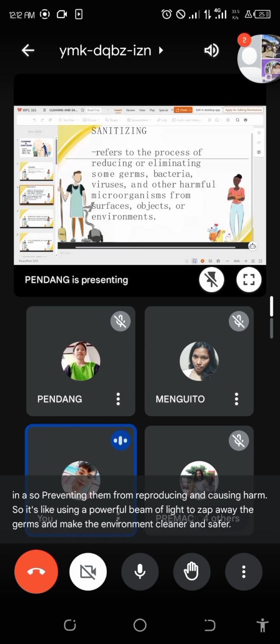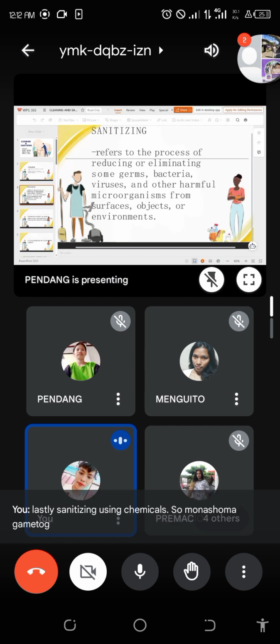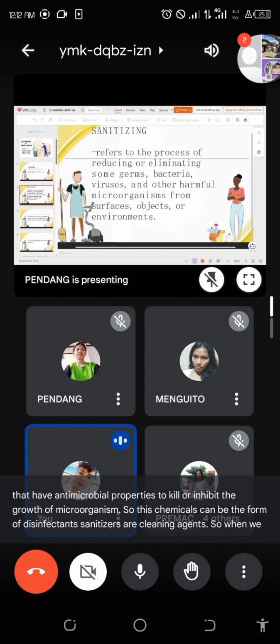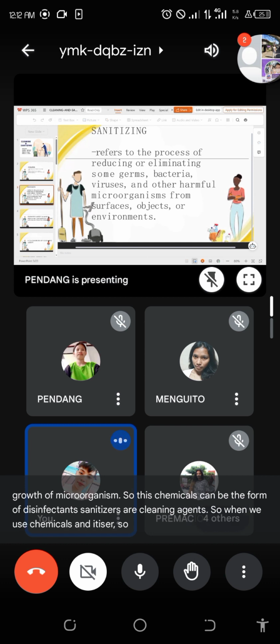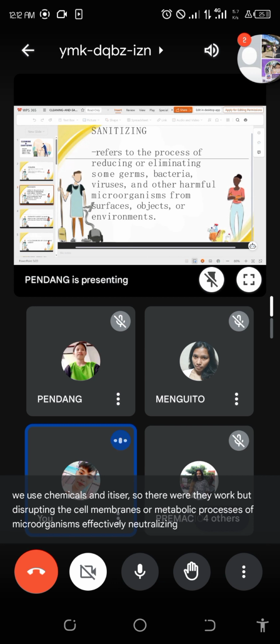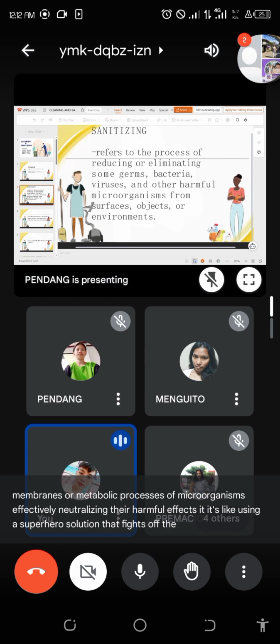And lastly, sanitizing using chemicals, such as alcohol. It involves using specific substances that have antimicrobial properties to kill or inhibit the growth of microorganisms. These chemicals can be in the form of disinfectants, sanitizers, or cleaning agents. When we use chemical sanitizers, they work by disrupting the cell membranes or metabolic processes of microorganisms, effectively neutralizing their harmful effects. It's like using a superhero solution that fights off the germs and keeps the area germ-free.